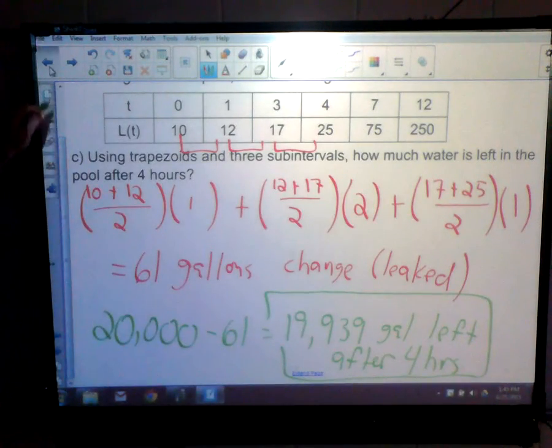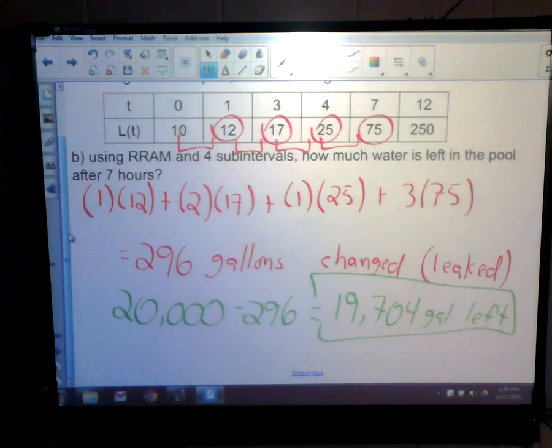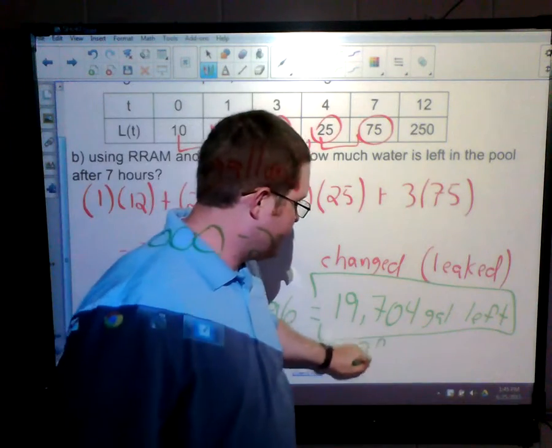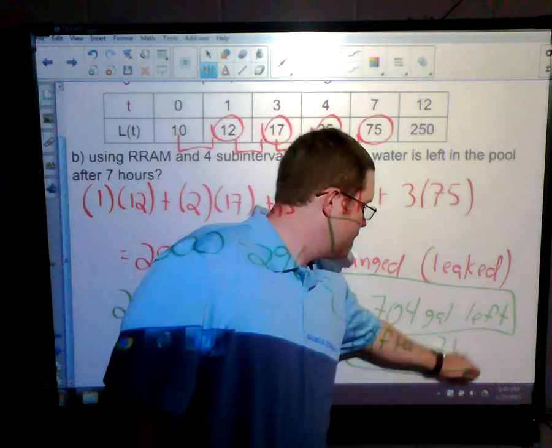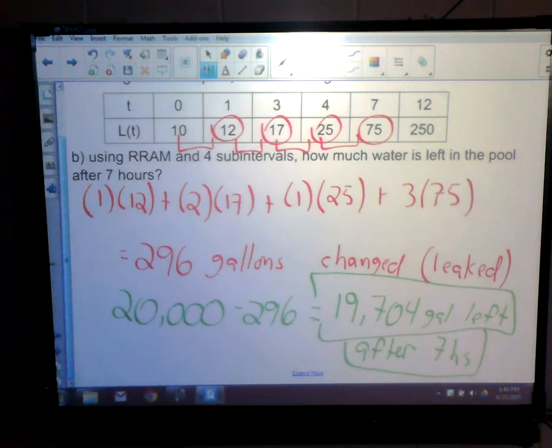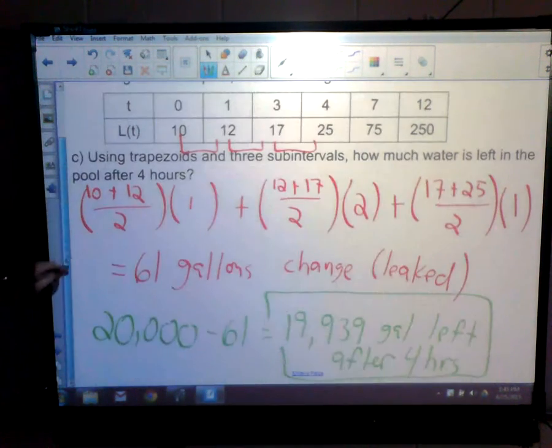Just like back here, I should have said there's that many gallons left after 7 hours. This is over time, over the first 7 hours. In this problem, over the first 4 hours. Okay? That's using LRAM, RRAM, and trapezoids to approximate change, and then using the change to answer the question.